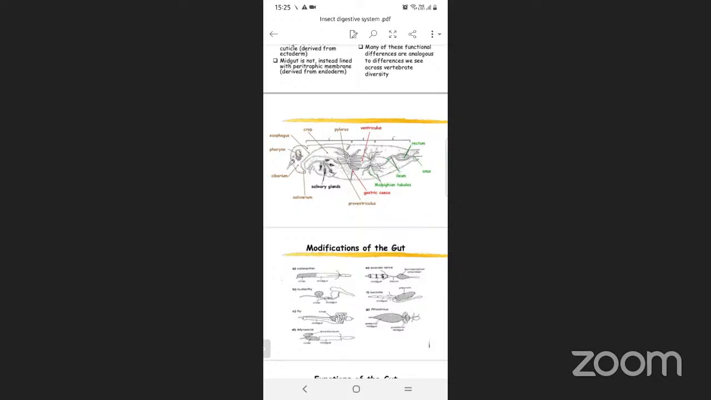The midgut performs the function of digestion and absorption in the midgut cells. Here also it is given the same way, but the excretory function is also done by the Malpighian tubules. I think all of you are clear with the digestive system. Then we will go on to the next system.